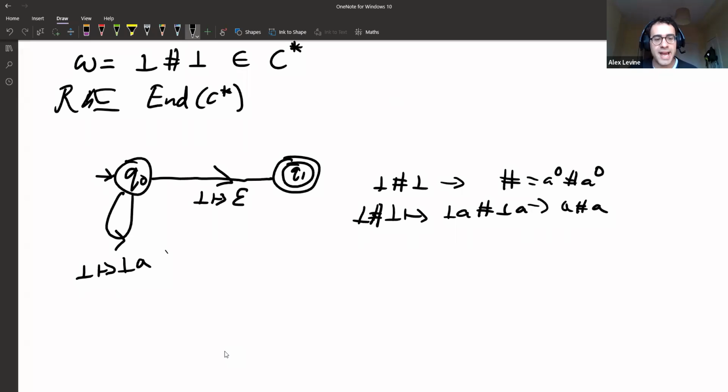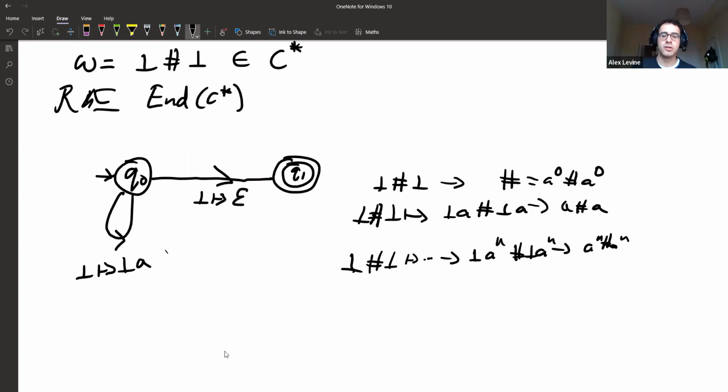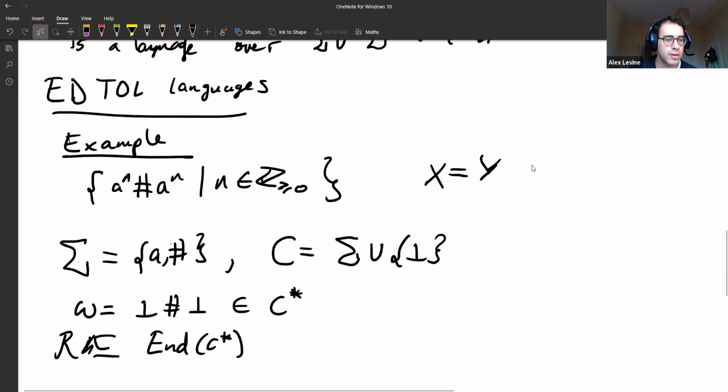In fact, I could do this n times, and then perp hash perp goes to perp A to the n hash perp A to the n, which then would go to, if we followed this edge after doing this edge n times, A to the n hash A to the n. So it's clear that the language that I said was the language accepted by this, I'll call it L, is contained in the language that this machine accepts.